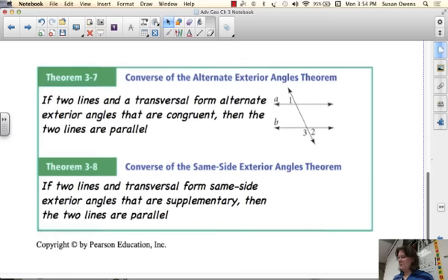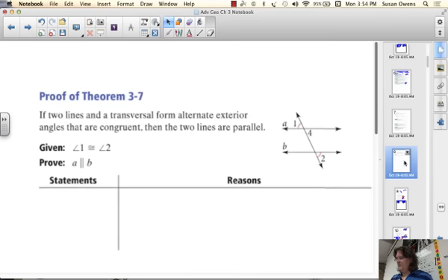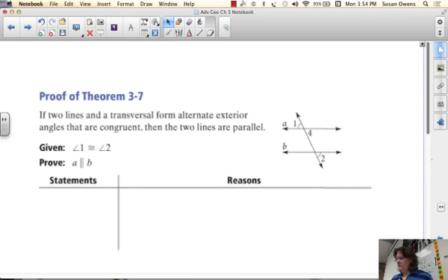Okay, two more theorems. The converse of the alternate exterior angles theorem and the converse of the same side exterior angles theorem. These say if we have two lines and a transversal, if the alternate exterior angles are congruent, then the lines are parallel. And the converse of the same side exterior angles theorem says if two lines and a transversal form same side exterior angles that are supplementary, then the two lines are parallel. And we will also prove one last theorem.